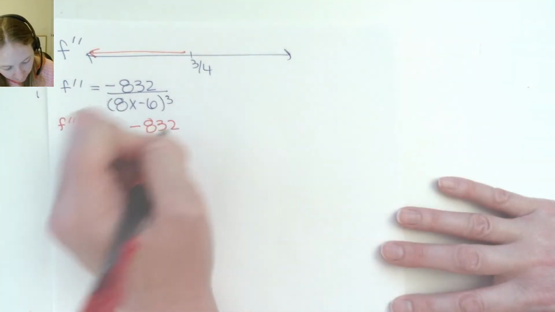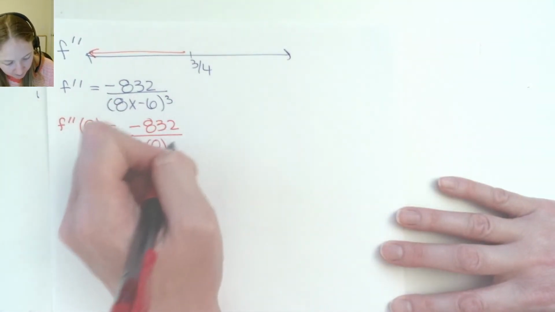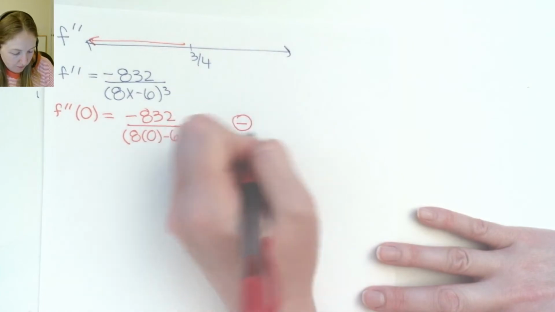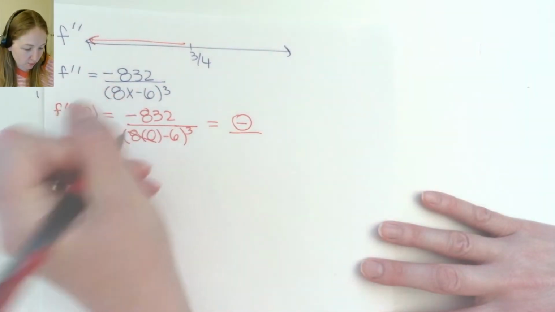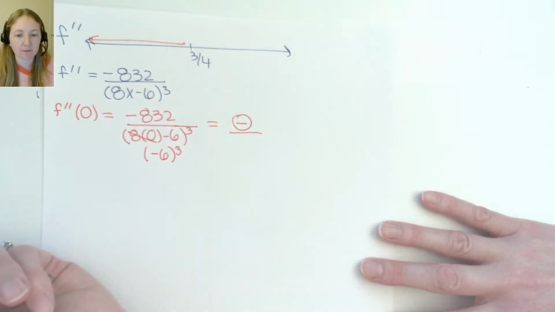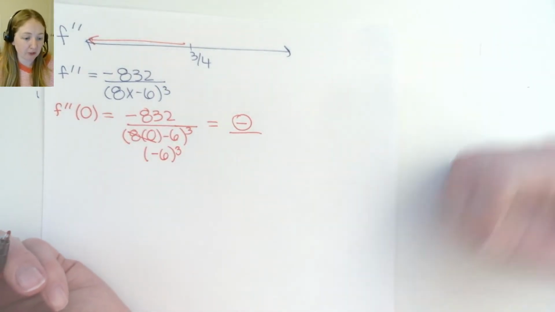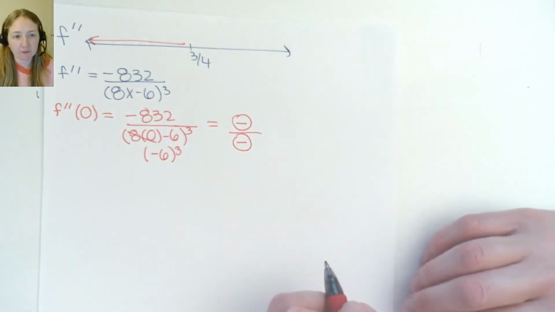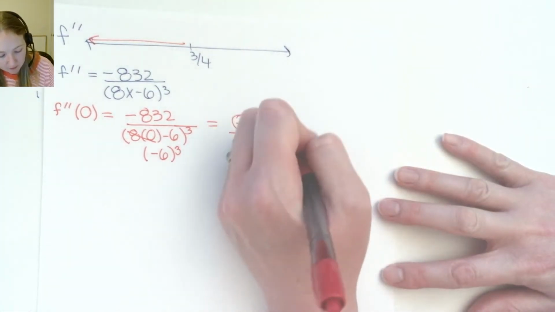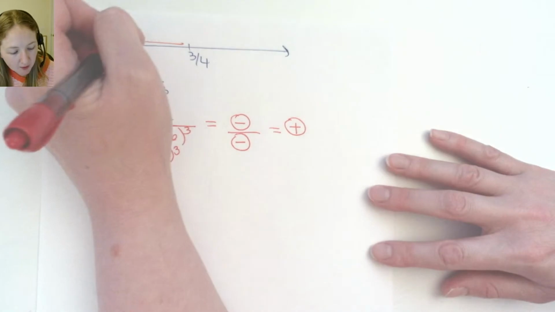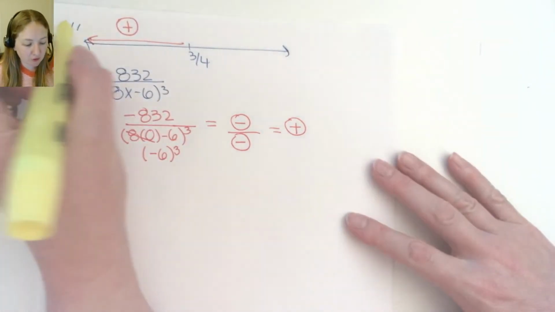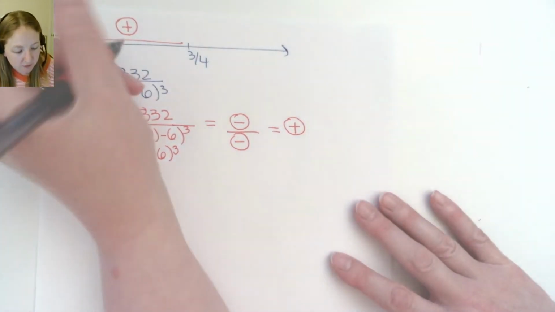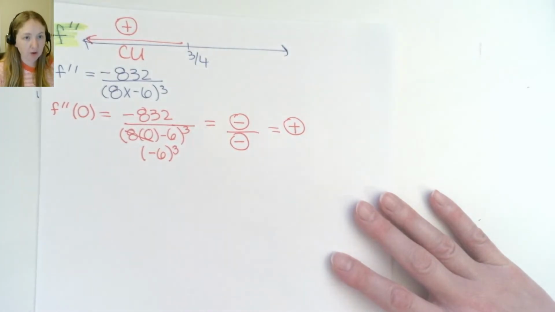All right, so this gives us negative 832 over 8 times 0 minus 6 to the third power. So in the numerator, I have a negative. In the denominator, we're simply going to have negative 6 to the third power. And you can type this in on your calculator, but a negative raised to an odd power will give us a negative. So we have a negative over a negative, and that simply gives us a positive.